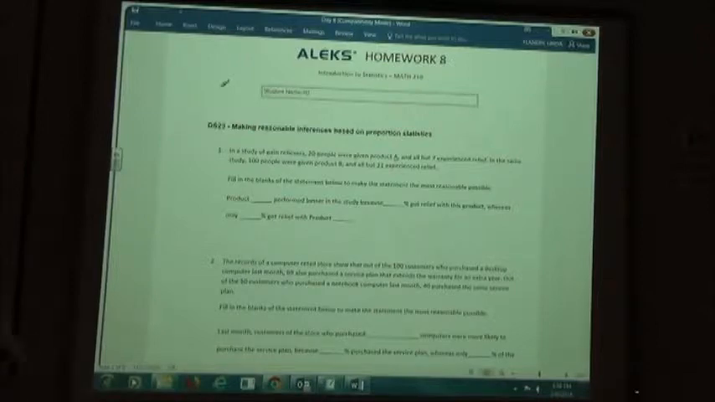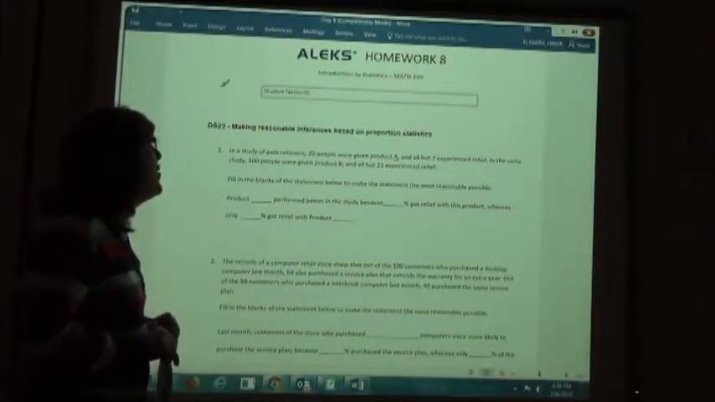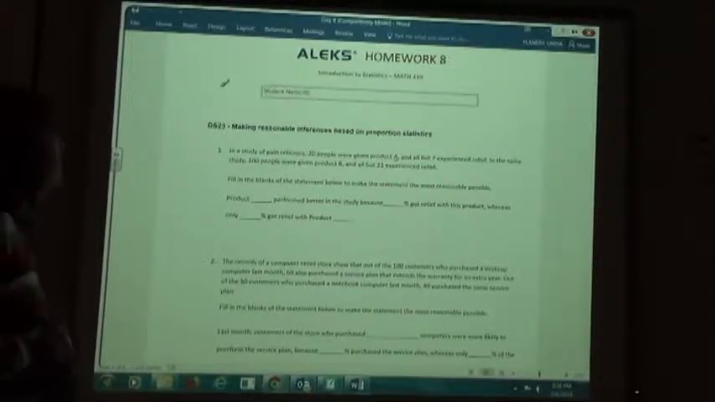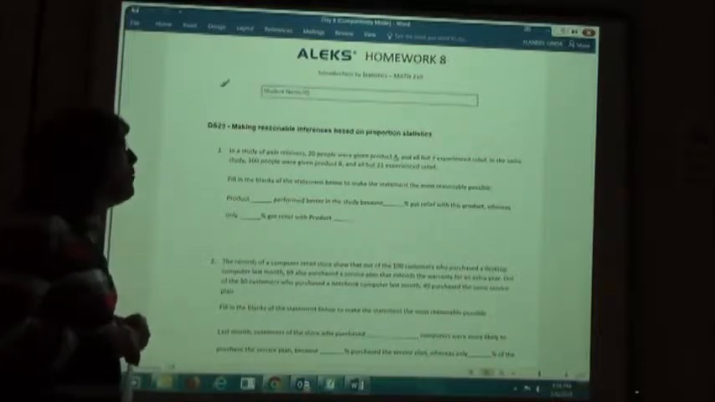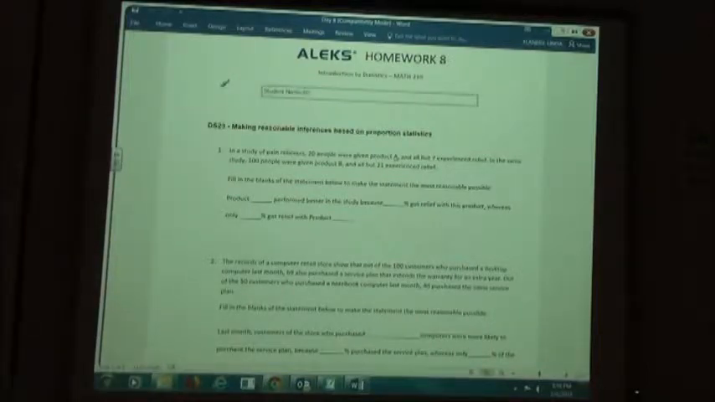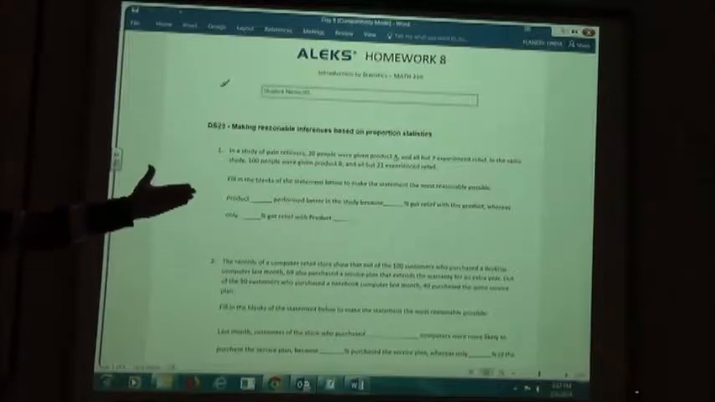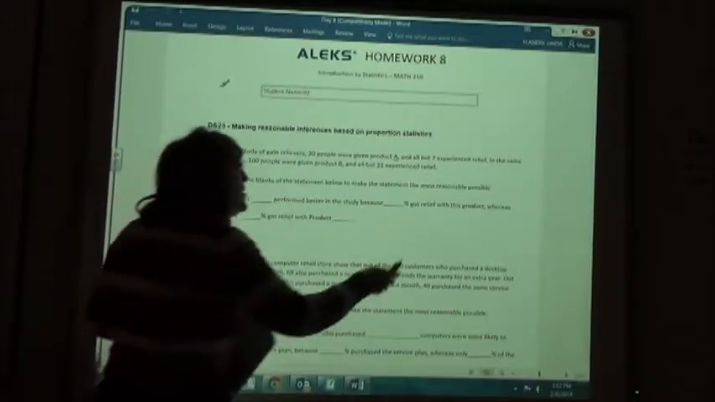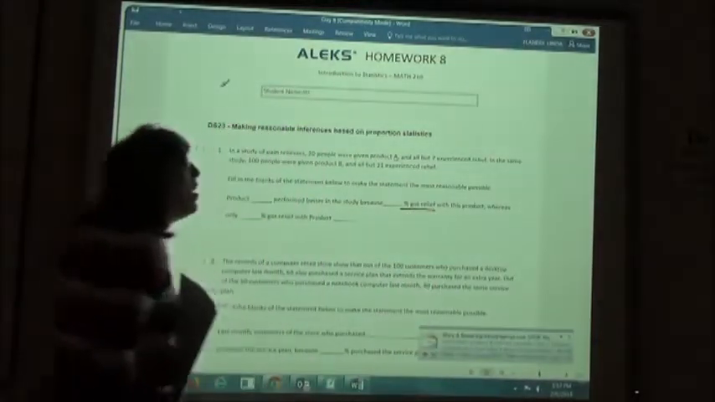It says in a study of pain relievers, 20 people were given product A, and all but 7 experienced relief. In the same study, 100 people were given product B, and all but 21 experienced relief. Fill in the blanks for the statement: product what performed better in the study because what percent got relief with this product, whereas only this percent got relief with the other product. So we're looking for the percent that got relief.